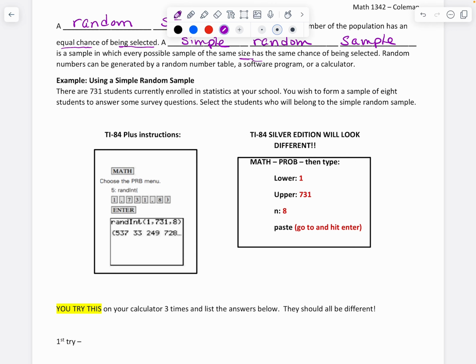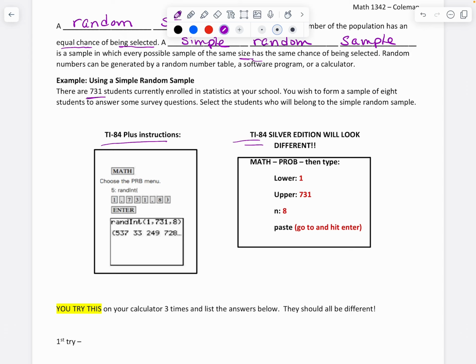Okay? So this is going to be our first example of using the calculator, because your calculator actually will allow you to assign random numbers. So how do we assign who to pick? How do we decide who to pick? In a good sample, you should have this done ahead of time.